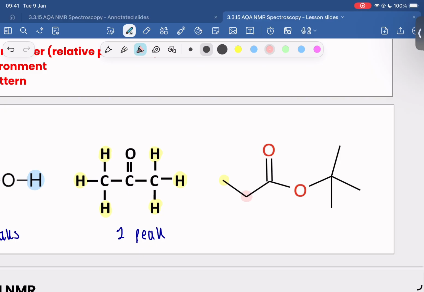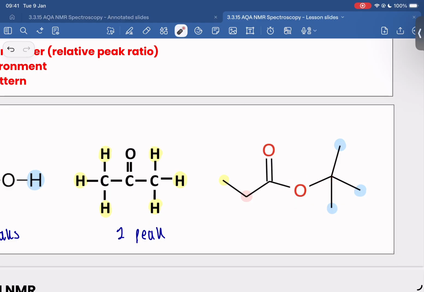This one, the C double bond O, is attached to no hydrogen, so there's going to be no environment there anyway. There's going to be a separate hydrogen environment here, here, and here. So these 3 are the same because they're all CH3 groups, and they're all attached to exactly the same environments on either end.